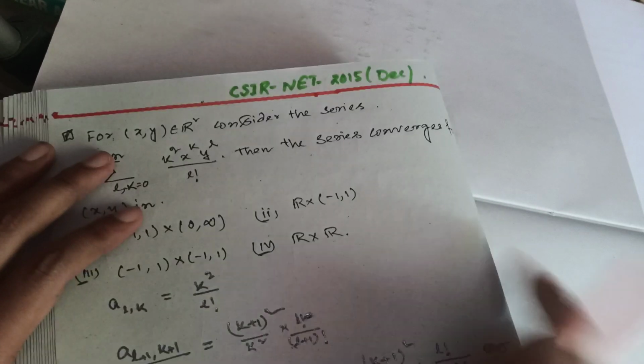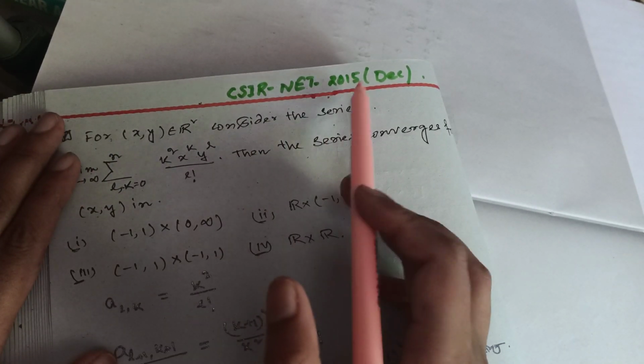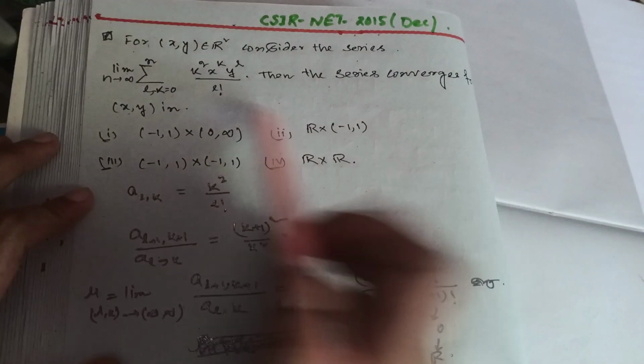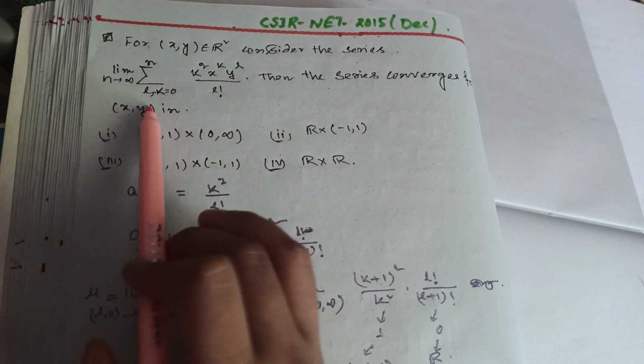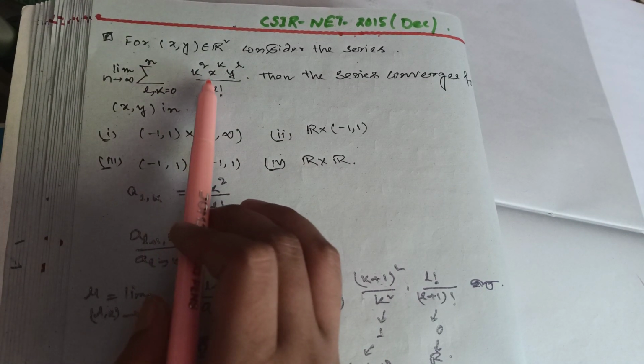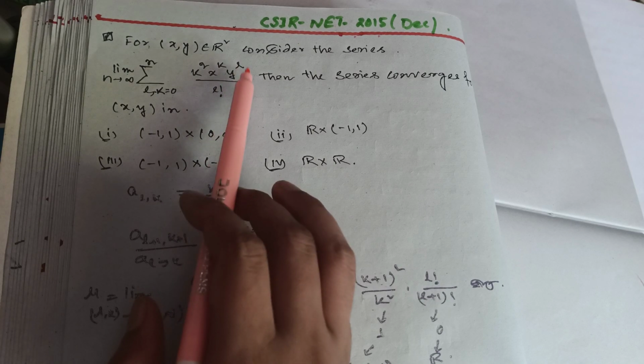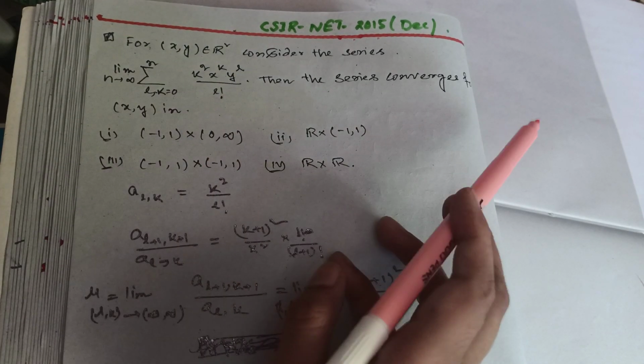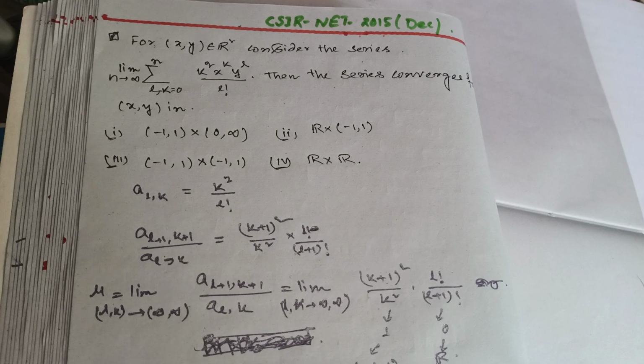Now go to another question. This question is based on CSIR NET 2015 December, and it says the limit as n tends to infinity of the summation of k equals 0 to infinity of k square x to the power k, y to the power l by n factorial. Then the series converges for (x, y), that is the Cartesian product.